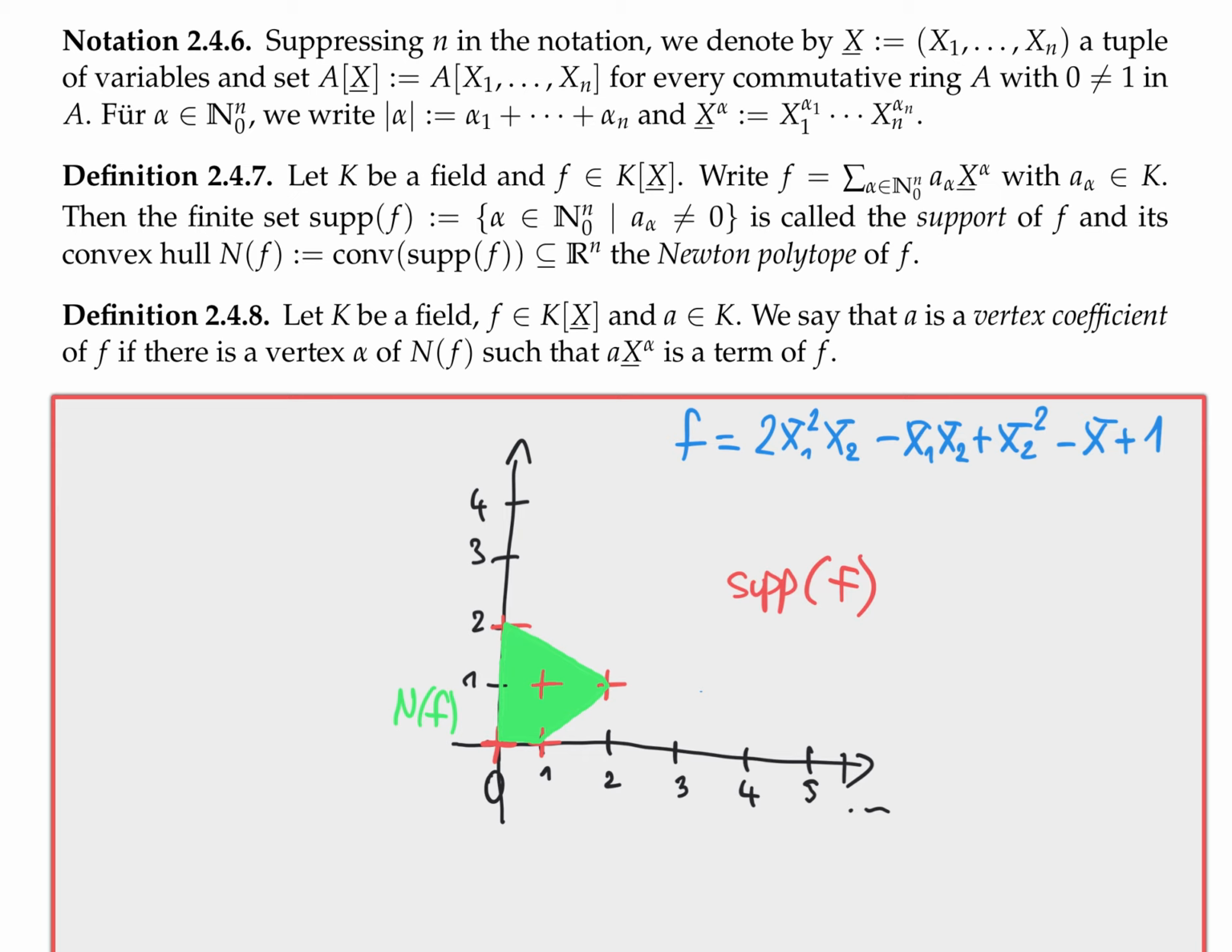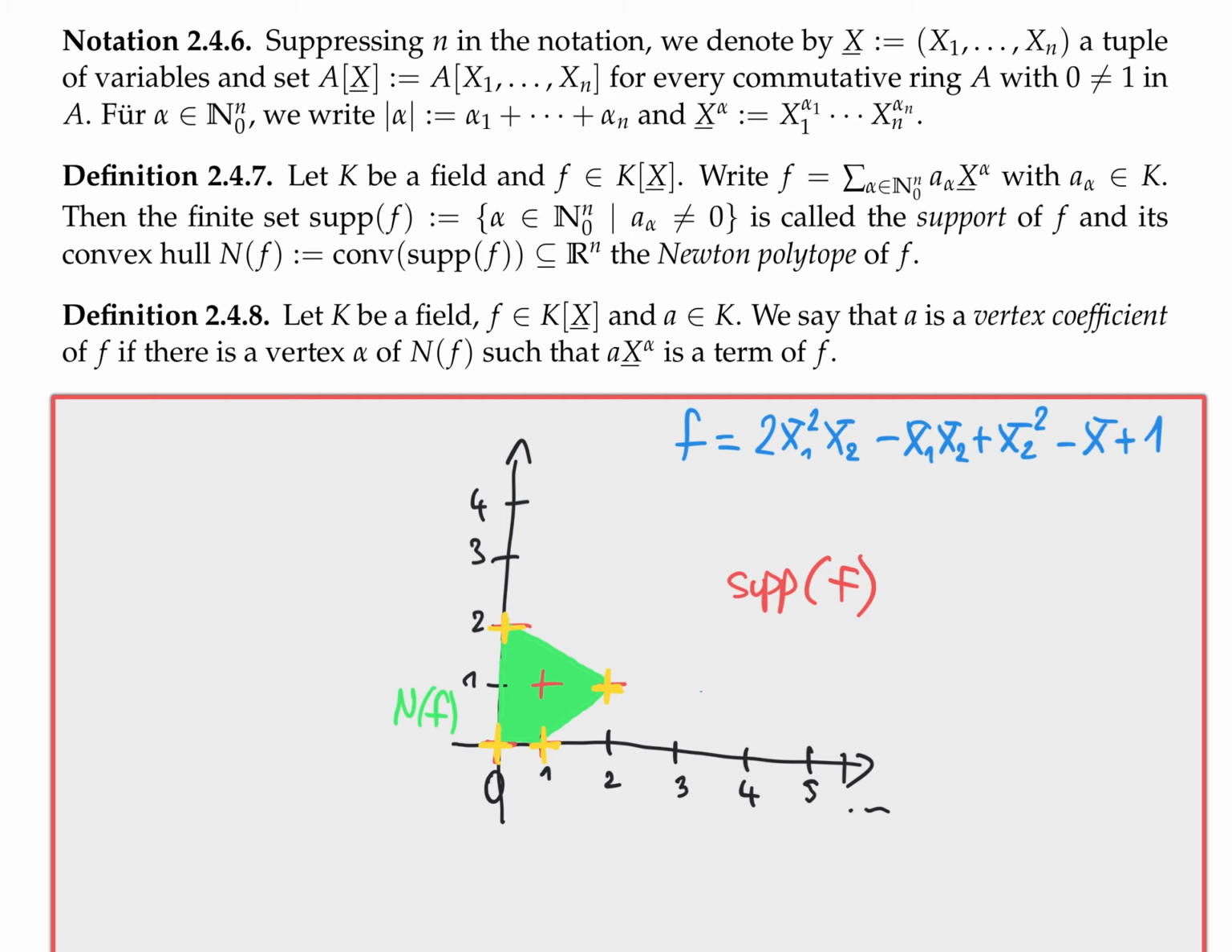So we have to look at the vertices of the Newton polytope. Let me draw them in yellow. Here is one, here is one, here is one, here is one. That point was also in the support of F, but that's not a vertex of the Newton polytope. So what are now our vertex coefficients?